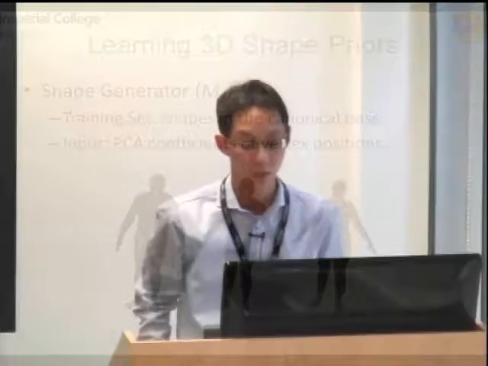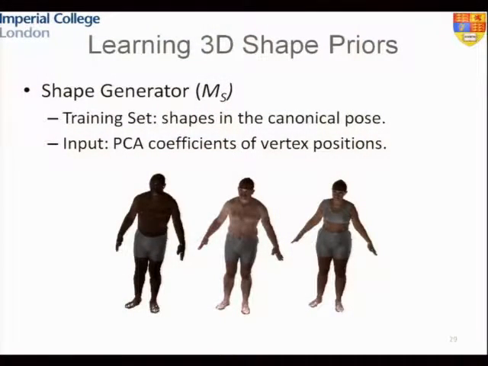Okay, here we show how we learn the 3D shape priors. We actually decompose the problem into two: one is shape and the other is pose variation. So we learn a shape generator from the 3D graphical model of human bodies in the canonical pose. We used a generative technique called the Gaussian process latent variable model. So given the PCA coefficients of vertex positions, given some latent value, it could generate the shape.